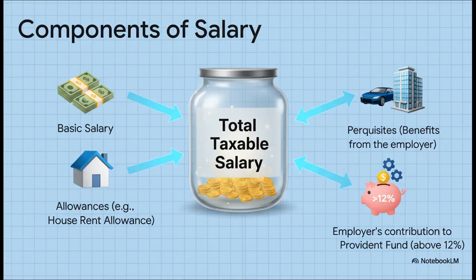And here's the full picture. Your taxable salary isn't just your basic pay. It includes cash payments called allowances, like for your house rent. It also includes non-cash benefits, which have a fancy name, perquisites. Think of a company car or a place to live. Heck, even your employer's contribution to your retirement fund can get taxed if it goes over 12% of your salary. So the big takeaway here is that salary is the total value of everything you get from your job.